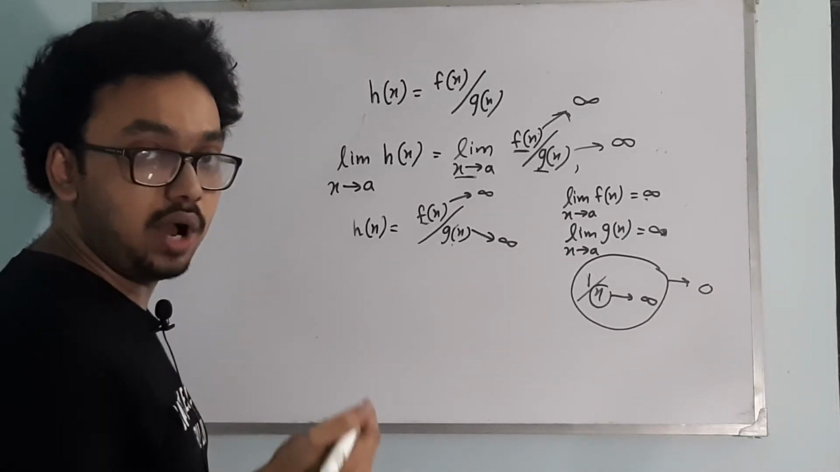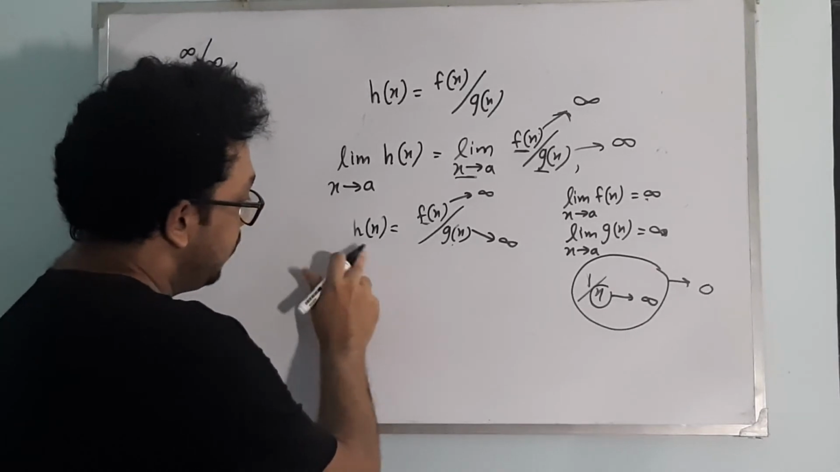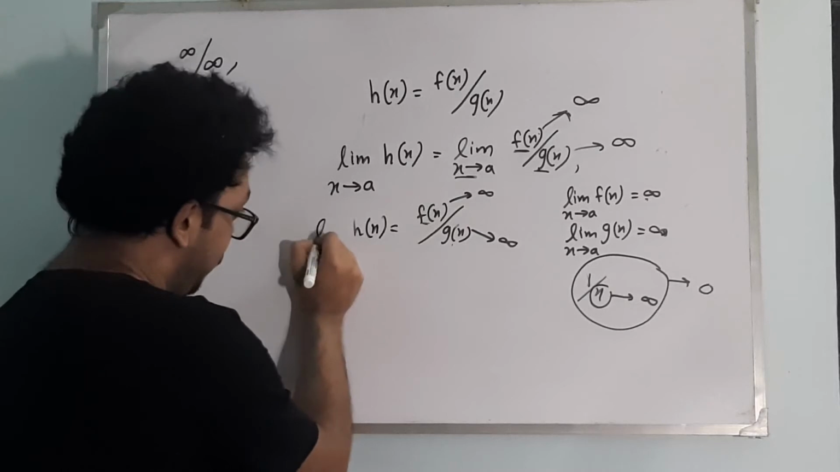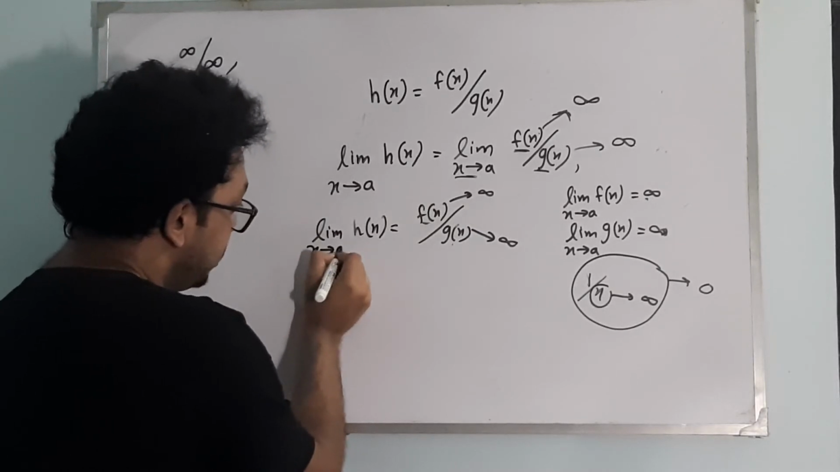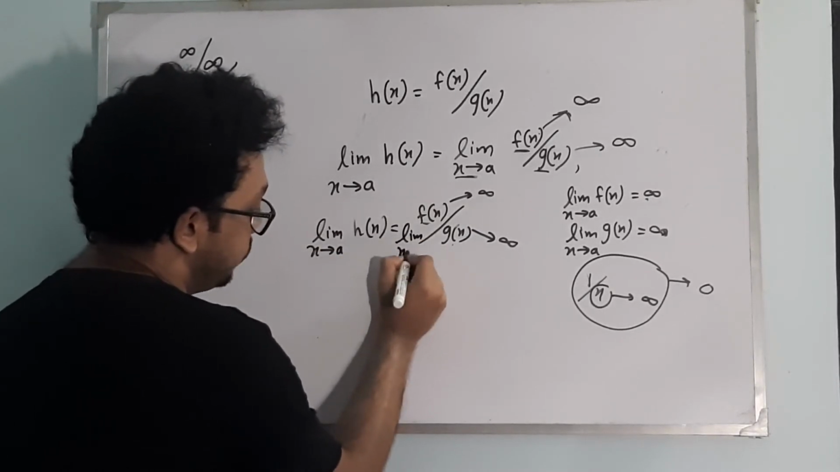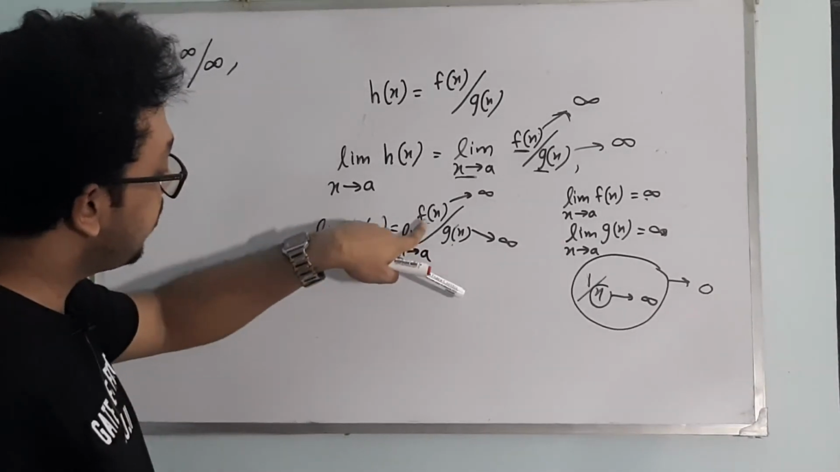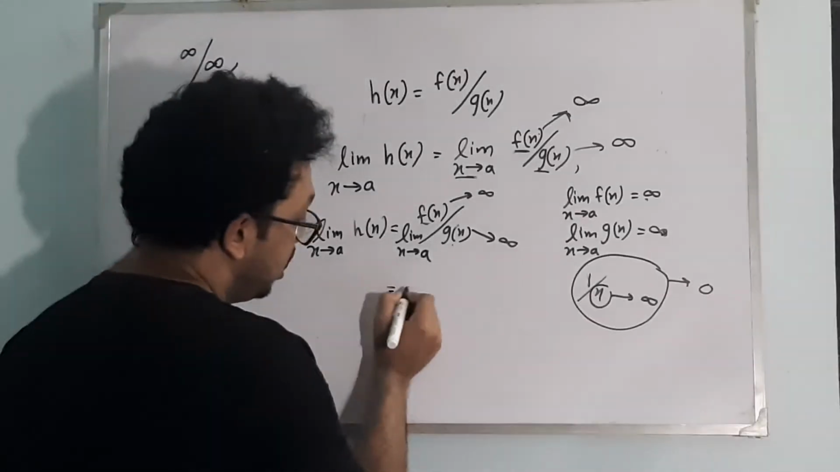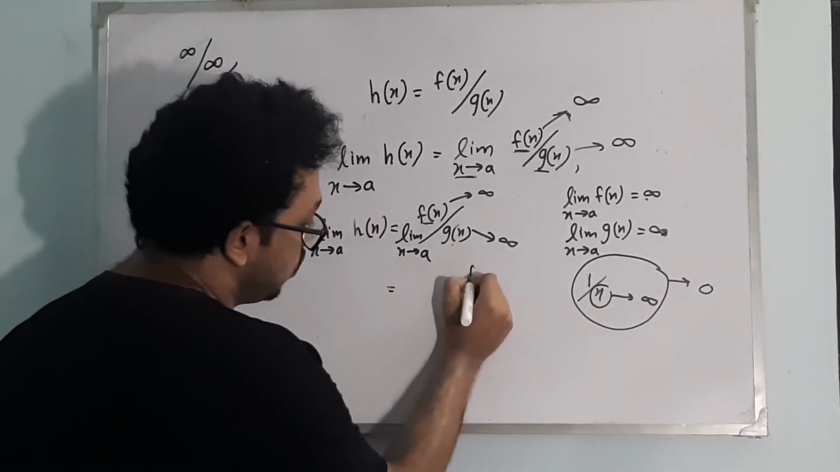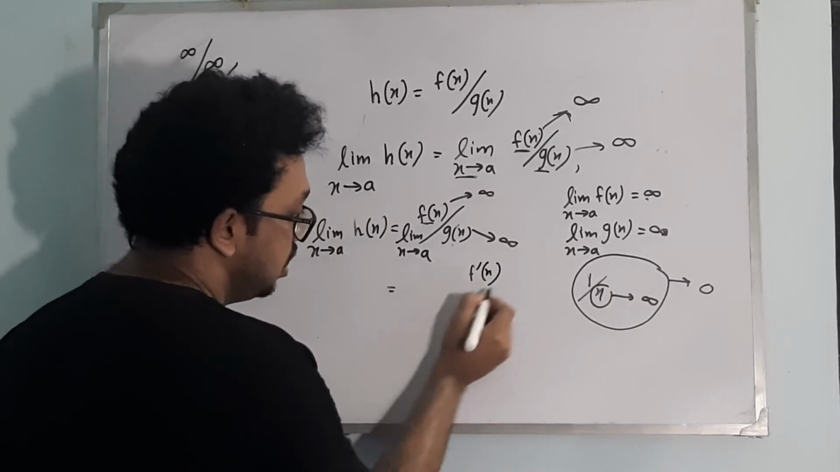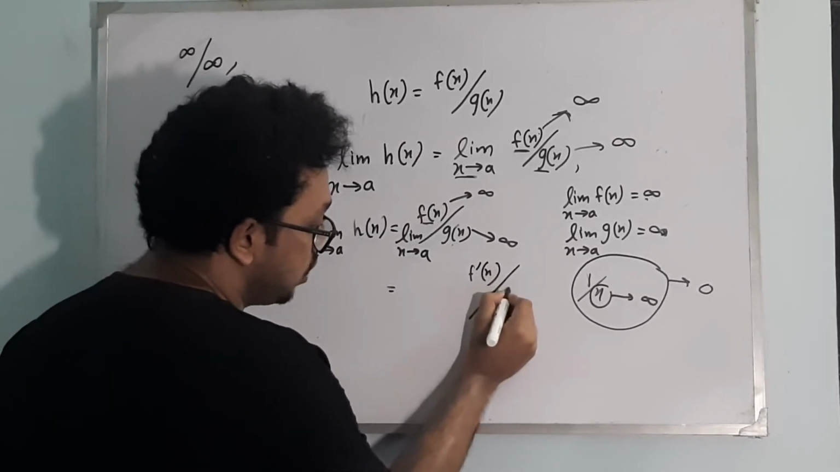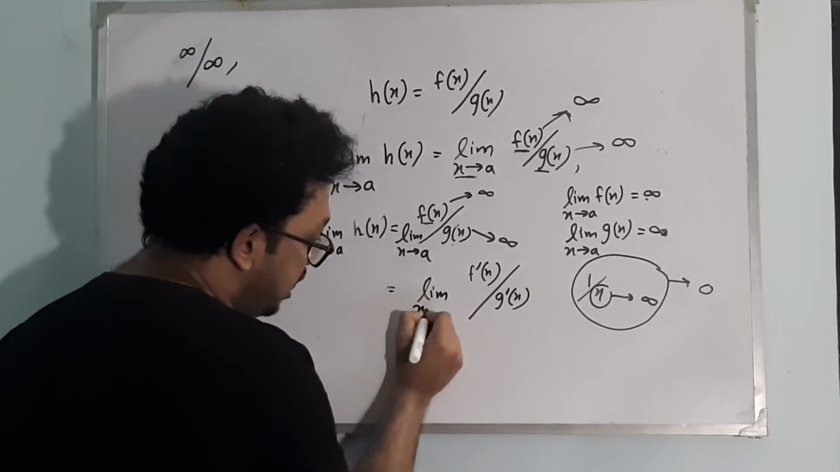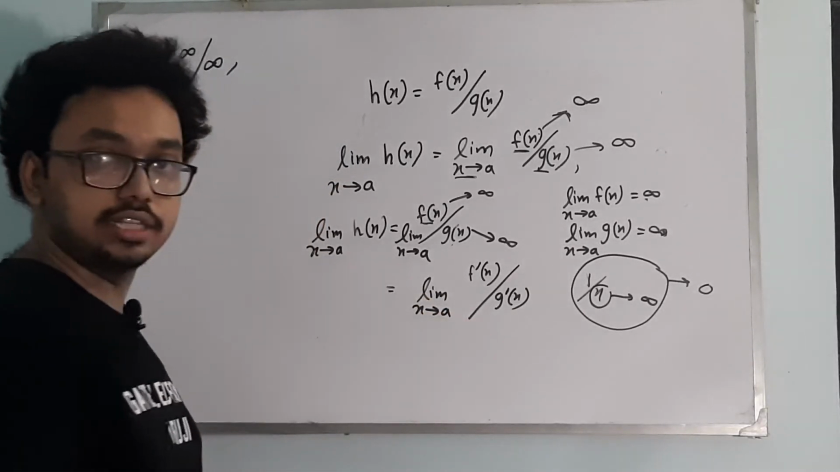This is similar to what we did for the 0 by 0 form. If you have h(x) present in infinite by infinite form, when you are finding the limit, say at x equal to a, what you have to do is differentiate f(x) and g(x) separately with respect to x. If you differentiate f(x) with respect to x one time, you will have f prime x. If you differentiate g(x) with respect to x one time, you will have g prime x, and you have to find the limit when x is tending towards a.